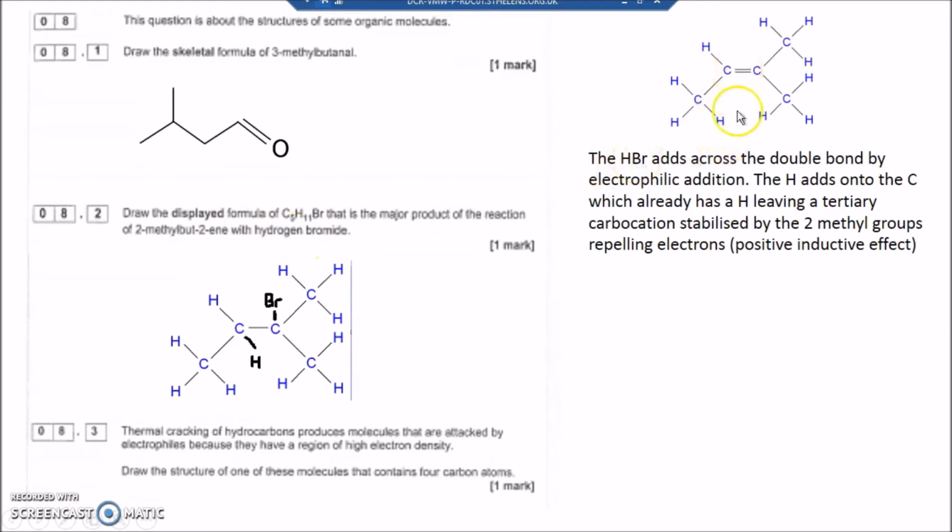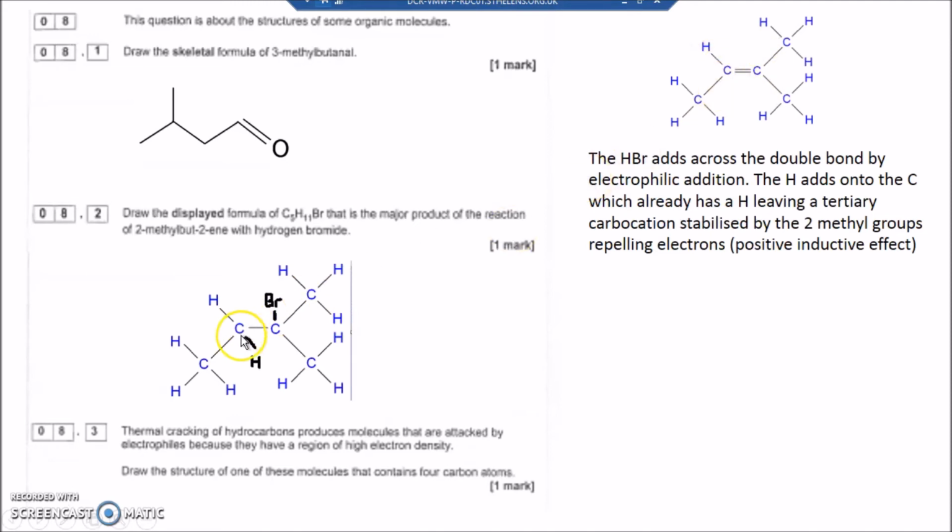Now the HBr is going to join across here. The question is, when the H joins on, does it join to this carbon or does it join to this carbon? Well, the rule is that an H bonds to the carbon that's already got the most H's bonded to it. This carbon's got one H bonded to it, this carbon has got no H's bonded to it. So the hydrogen will bond to this one, and that's to do with the stability of the carbocation that's formed. It's going to end up with a tertiary carbocation here.